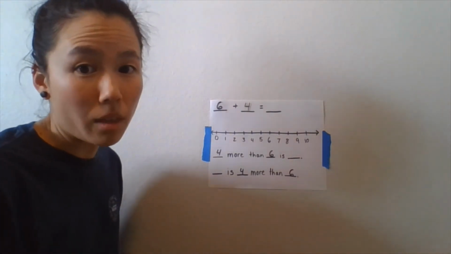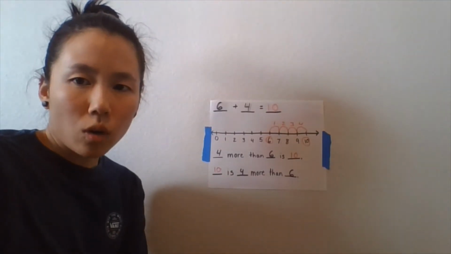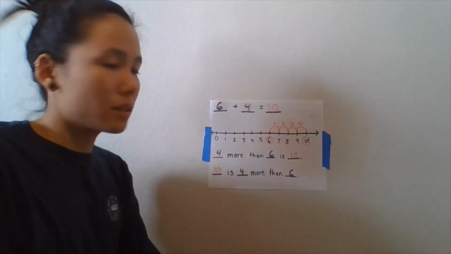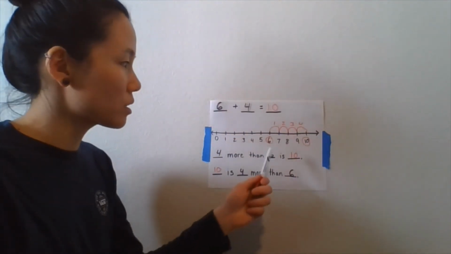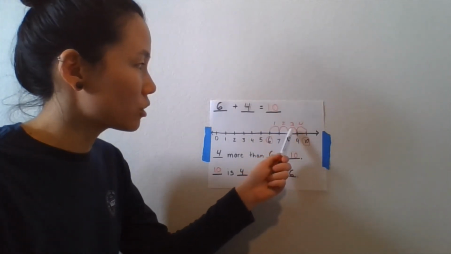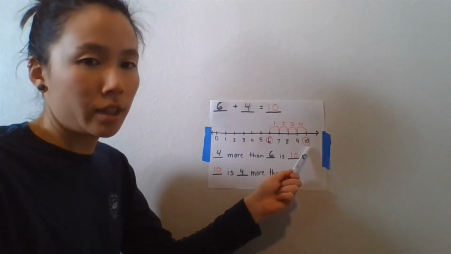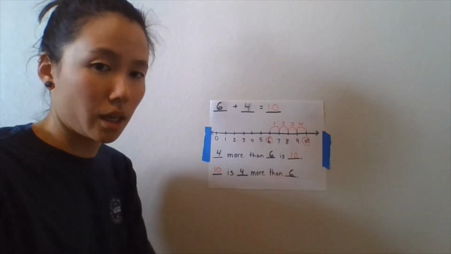I'm going to do the same thing. So hopefully you got that the answer is 10. If you didn't, go back and check your work, especially on your number line. Go ahead and make sure you numbered each of your jumps and that you landed on the 4th. You took 4 jumps to land on 10.